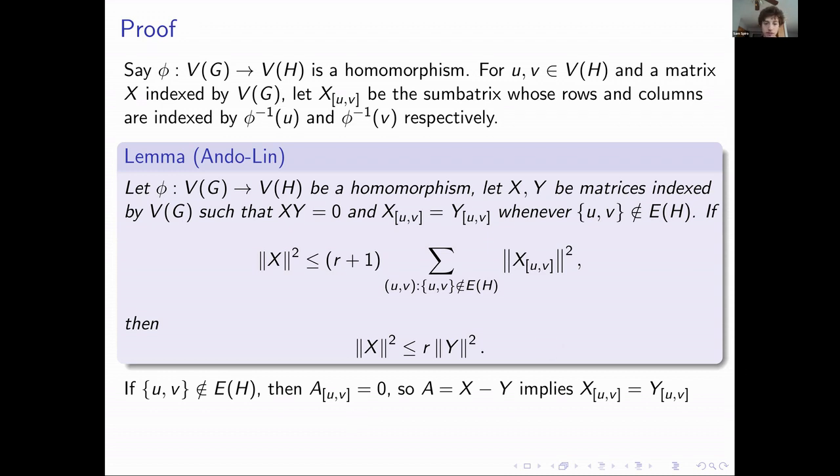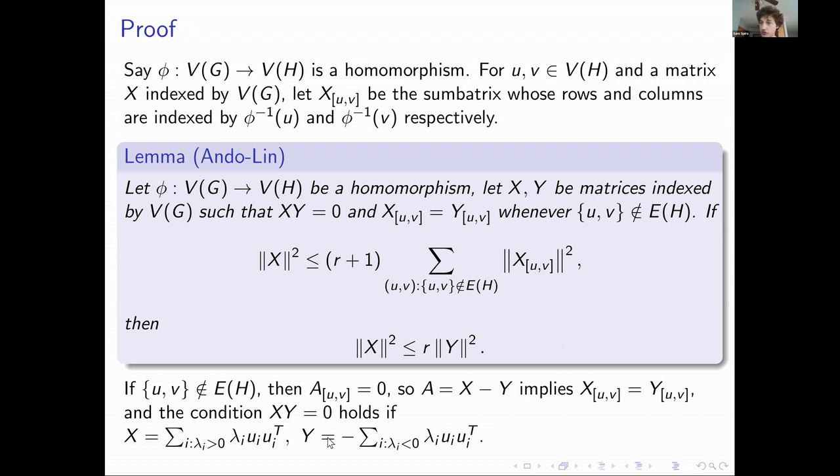And moreover, if we choose X and Y to be exactly those two matrices I suggested on the previous slide, we also get that their product is 0 because their eigenspace decomposition has orthogonal eigenvalues. So the point with this lemma is that if we choose X and Y to be these two things here, then these two main hypotheses will automatically be set. So really, it remains to prove some weird bound on the norm squared of X, and then we'll for free get exactly the kind of bound we're looking for.